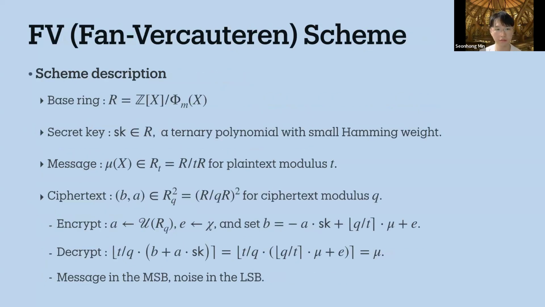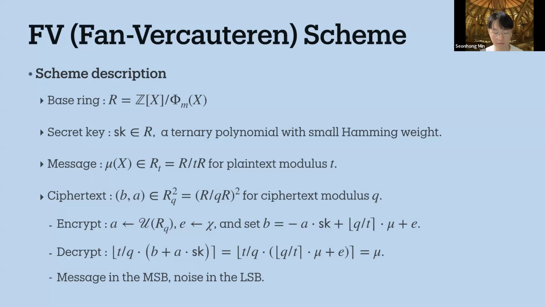So let's introduce the FV scheme. We have the base ring R, which is a quotient ring of integer polynomials over some m-th cyclotomic polynomial Phi_m(x). Then we have the secret key sk. Usually we use a ternary polynomial with small Hamming weight, and it is from the base ring. And then we have the message. For some plaintext modulus t, we have the message polynomial mu, which resides in the quotient ring R_t, which is a quotient ring of R over tR.